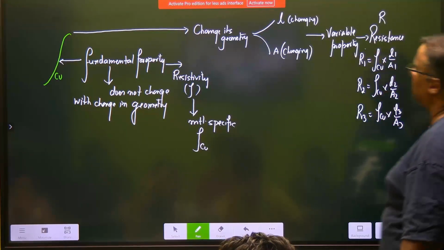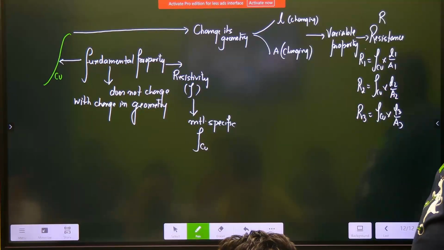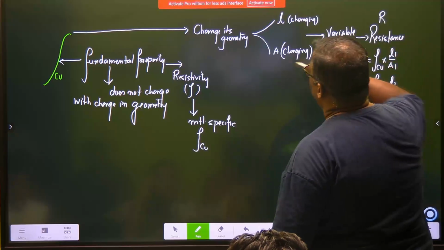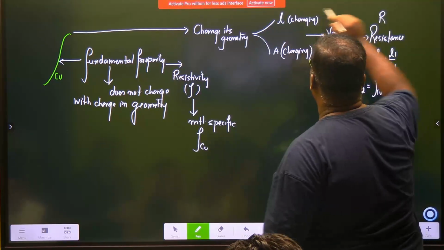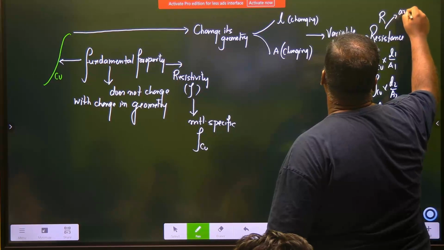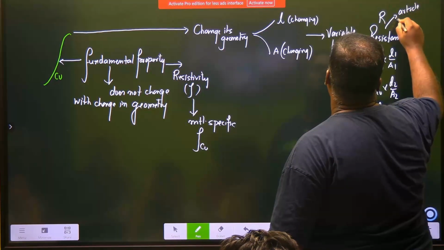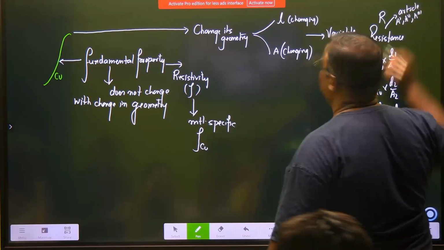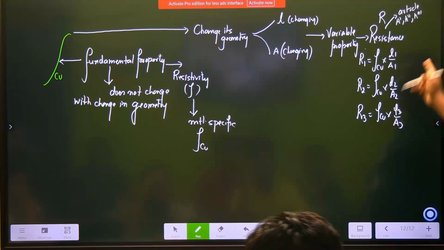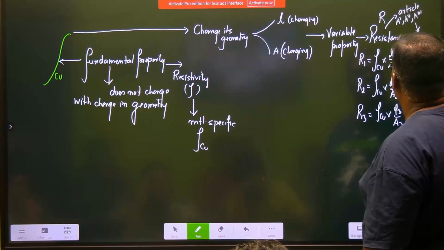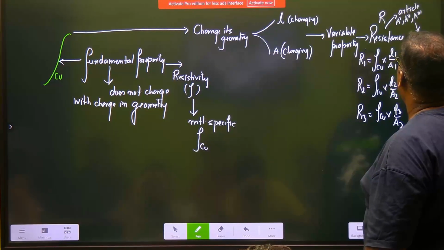In all these 3 cases, they have a variable property, and they changed it, and by changing it, finally they created article A dash, A double dash, A triple dash. You understand? A dash is one article whose length is L1 and so on. These articles are known as resistors.